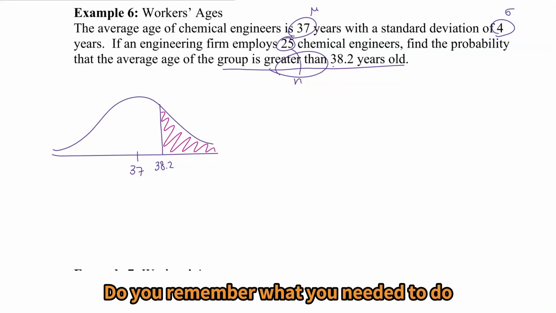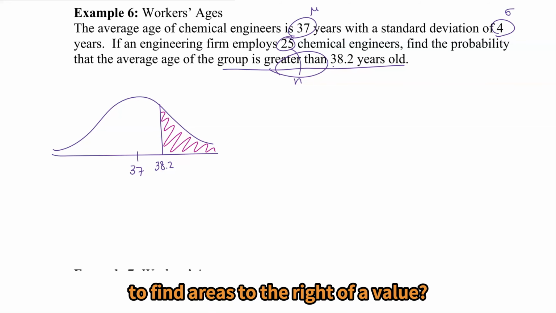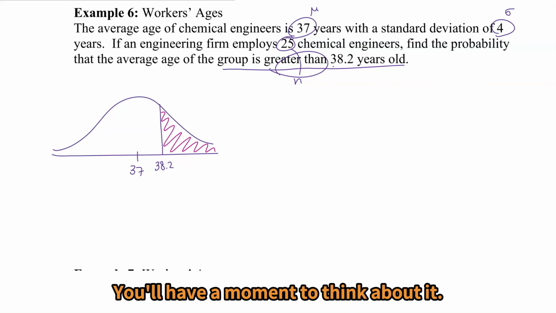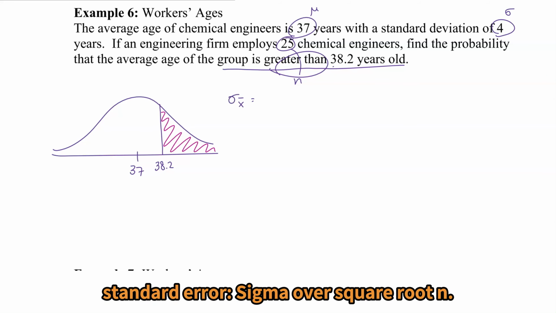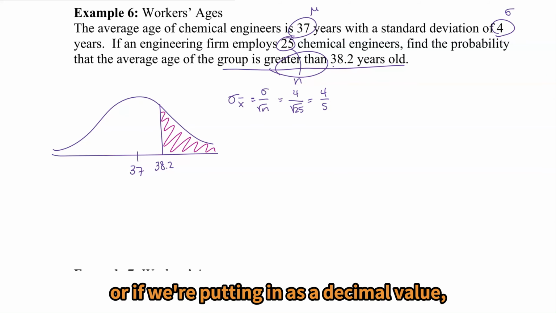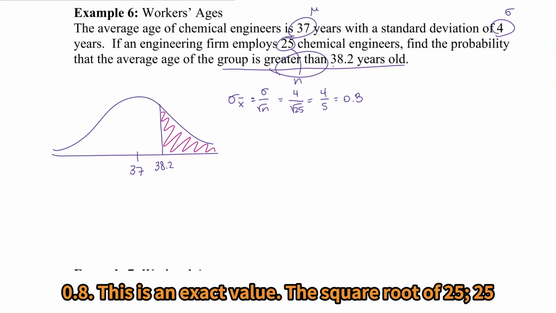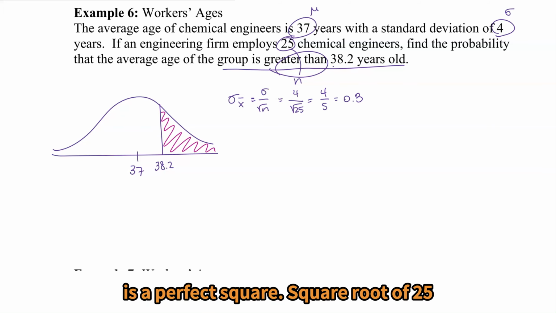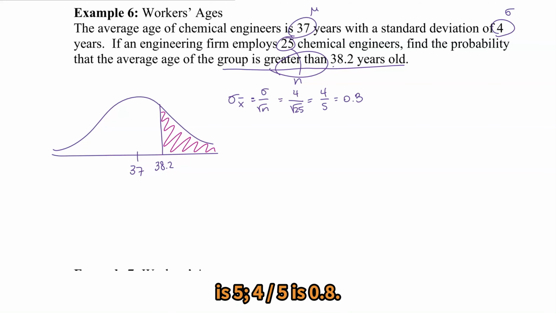Do you remember what you needed to do to find areas to the right of a value? You'll have a moment to think about it. We need to calculate our standard error, sigma over square root n, so 4 over square root 25, which would be 4/5, or if we're putting it as a decimal value, 0.8. This is an exact value. The square root of 25 is a perfect square. Square root of 25 is 5. 4 divided by 5 is 0.8.